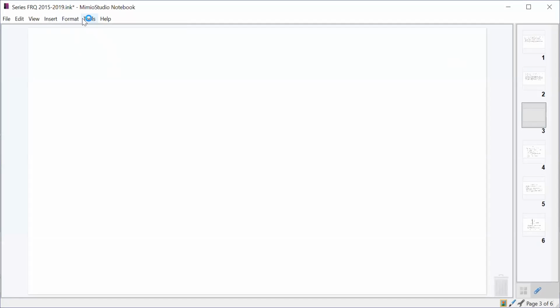Let's see, I need the toolbar here so I can get the pen. It's not showing up. All right, for our second attempt here, now that I can write on the screen.